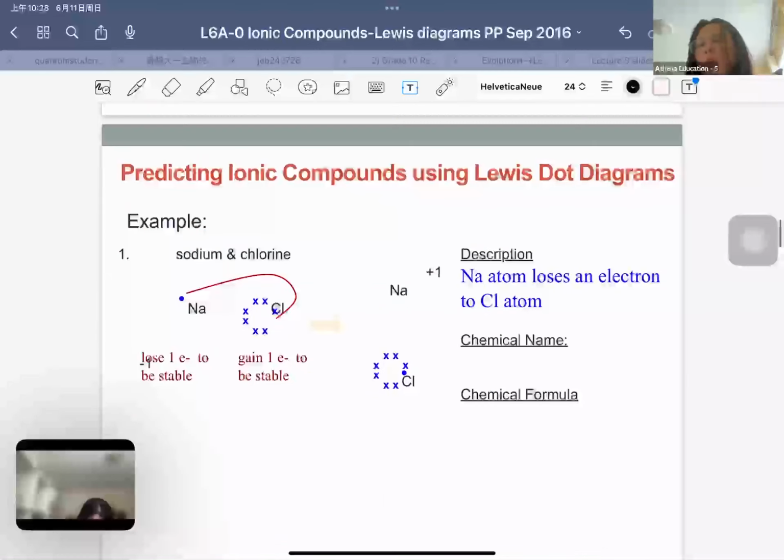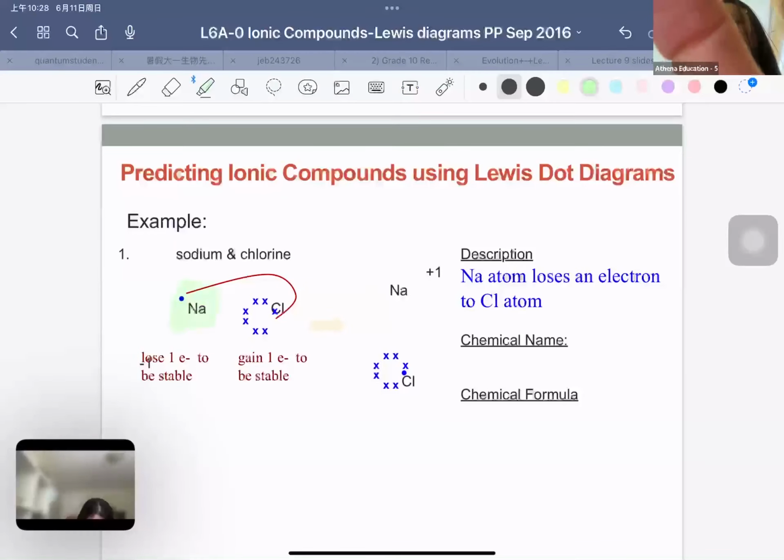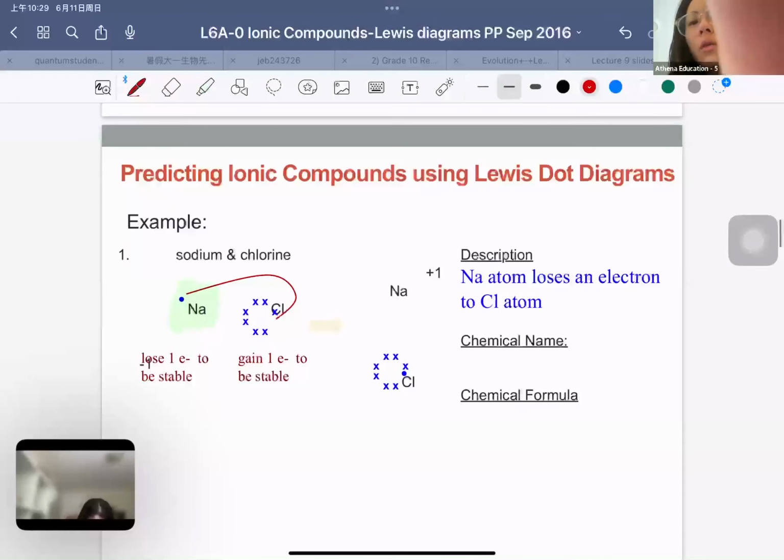If you want to describe the situation in words, the sodium atom, because before when we drew this, this is an atom, loses an electron to the chlorine atom, right? So remember, electrons are negatively charged.